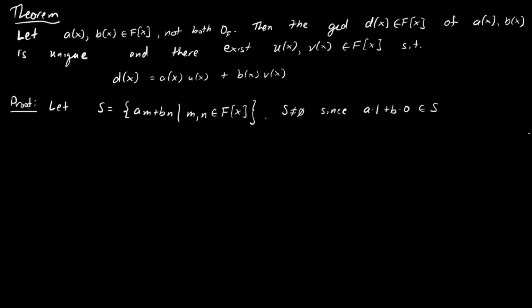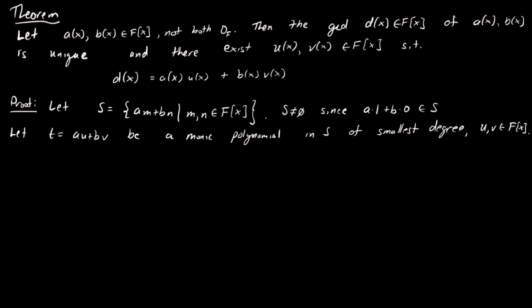So I could always turn any polynomial in S into a monic polynomial. And I'm going to consider all of the monic polynomials inside of S, and I'm going to pick one of those polynomials of smallest degree. So I'm going to call this polynomial t. So t is going to be a monic polynomial in S of smallest possible degree, and I'm going to write t as au plus bv, where u and v are polynomials in F[x], right?